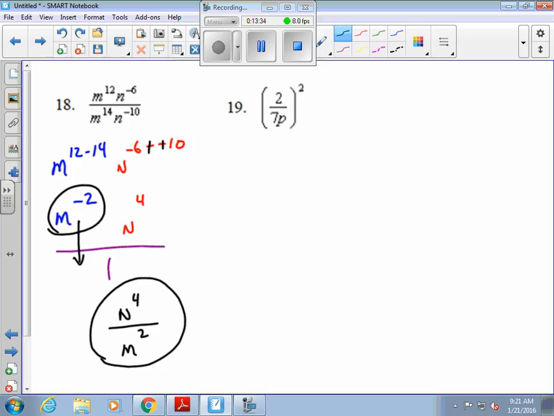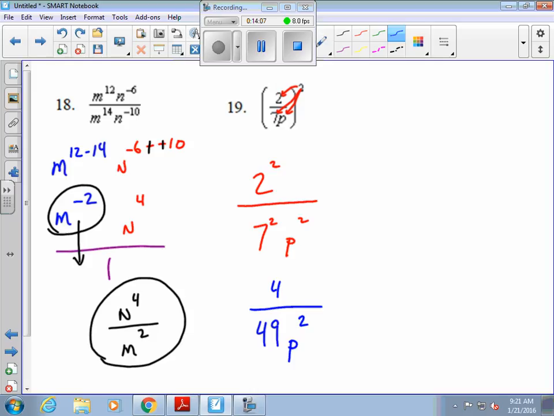Anytime you have an exponent outside of a parentheses, you give the exponent to everything inside. So this gets squared, 2 squared. This gets squared, 7 squared, and p gets squared, p squared. So 2 squared is going to be the number 4. 7 squared is going to be the number 49 because 7 times 7 is 49. And p is going to be squared.